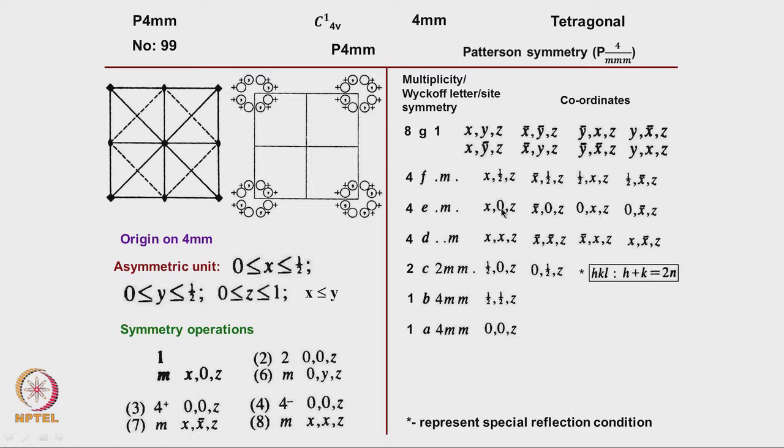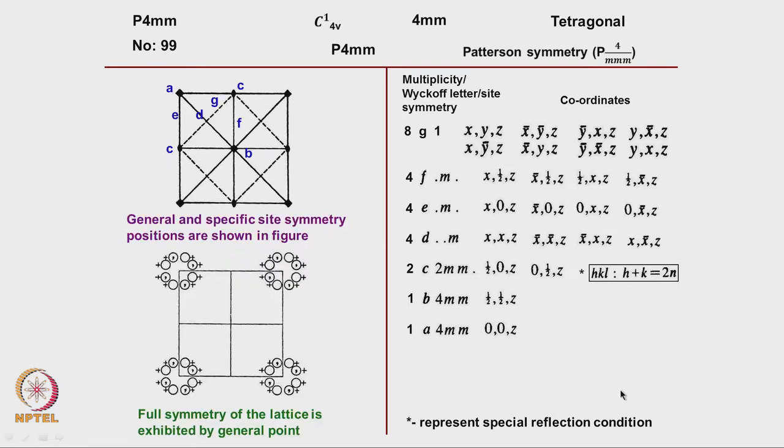Like here you see x, 0, z. Similar things you will notice. And here, when it comes, it is x, y, z which is being used. All the 3 are distinctly different. That means that it represents a general point.